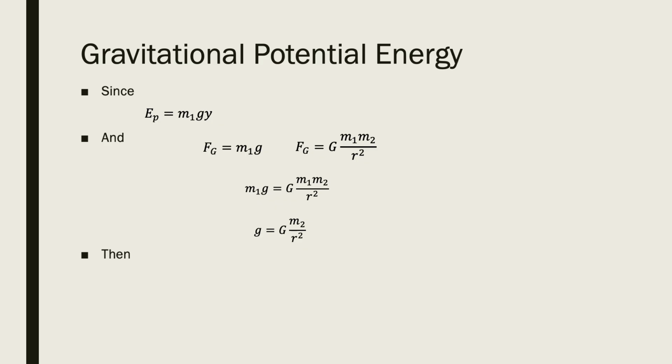Now, if we were to then take this g equals G m2 over r squared and substitute it into the original gravitational potential energy formula, we end up getting G m1 m2 over r. So the reason why our r squared disappeared is because that r is canceling out with the y.